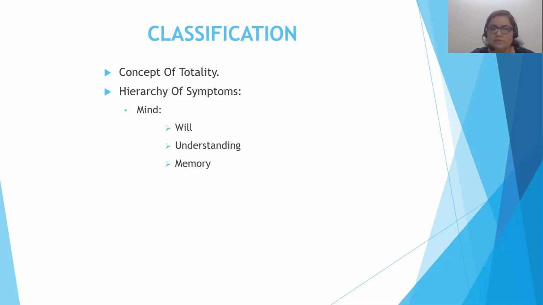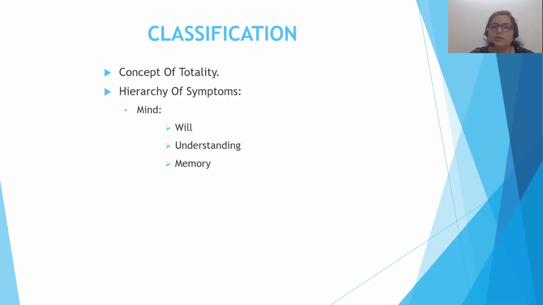Then there are symptoms of understanding. Under understanding, there is confusion, delusion, illusion, hallucinations; all these come under understanding of the person. Then I come to the memory part, where you will see dullness, forgetfulness, absent-mindedness; all these kinds of things are covered under the memory part. So the first preference is always the mental symptoms for Dr. Kent.